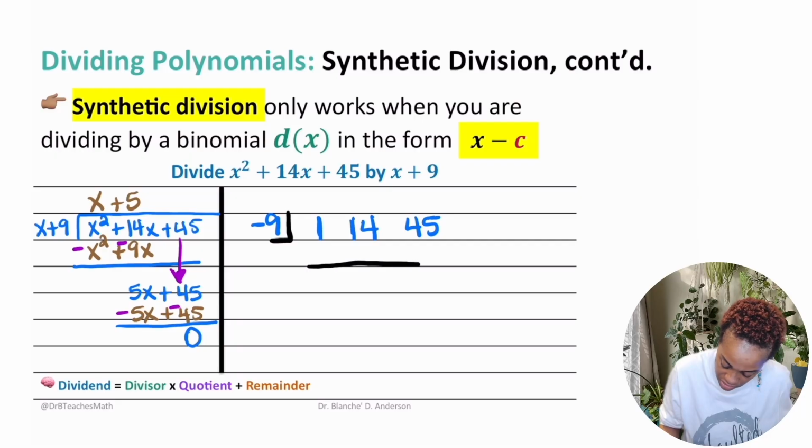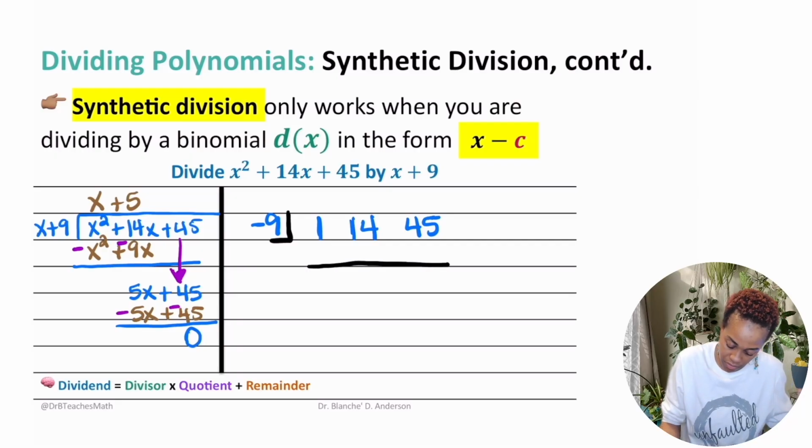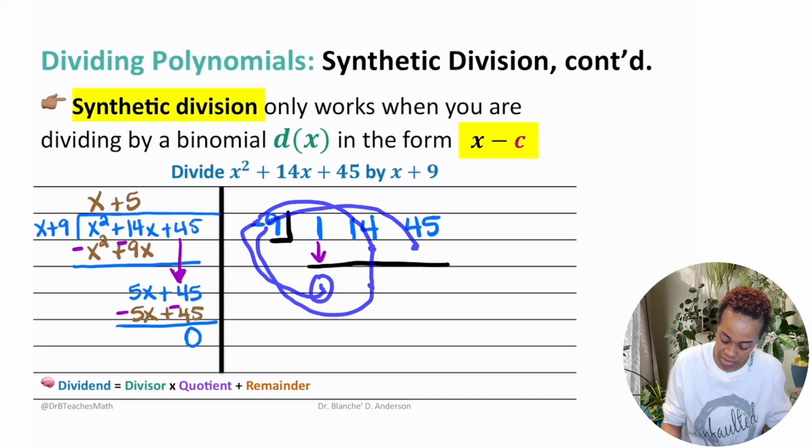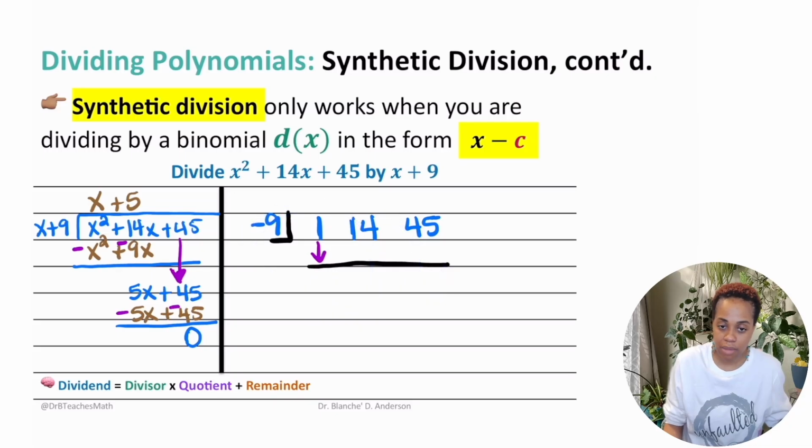Then the first thing you do, you bring this number down, and then whatever you get here, you're going to multiply it by the 9, and you're going to put it here. You're going to get an answer, and then you're going to multiply it by the 9 again and put it here. Then you get an answer, and you should be able to tell if you should stop or keep going. Once you get to the end, you're going to stop.